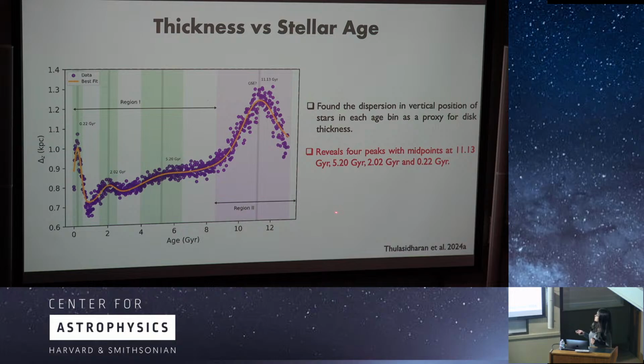So there are some interesting observations we can make here. There is an overall decrease in the vertical thickness the younger the stars get. In addition to that, there is a jump from a region of higher vertical dispersion to a region of lower vertical dispersion at around 11.13 gigayears. In addition to that transition, we can also see some minor bumps in the data at around 5.20 gigayears to around 2 gigayears, and then around 0.22 gigayears.